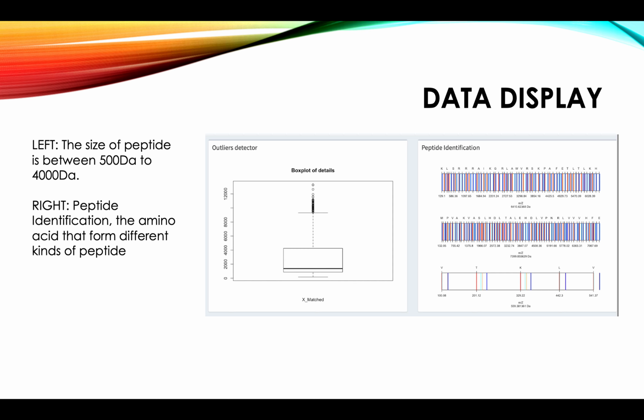In order to know more about the data, we can also use the box plot for more detail. On the left side, we can see the top size of peptide is between 500 to 4000. And on the right side, we can see the peptide identification, the amino acids from different kinds of peptide.